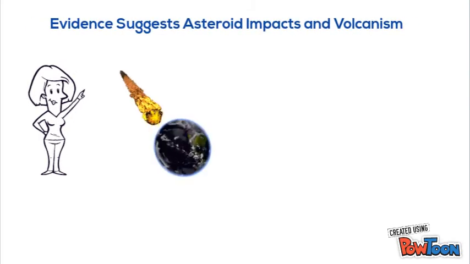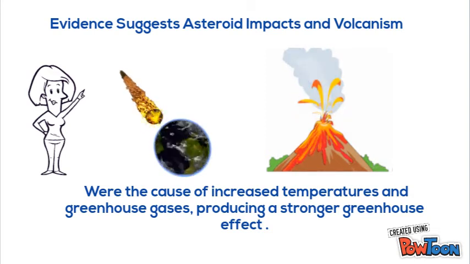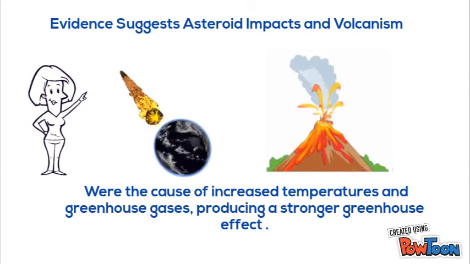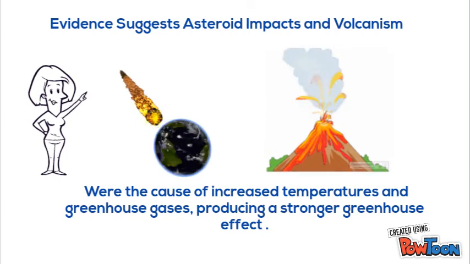Evidence suggests that asteroid impacts and volcanism were the cause of increased temperatures and greenhouse gases, producing a stronger greenhouse effect, which led to another massive extinction at the end of the Triassic period.